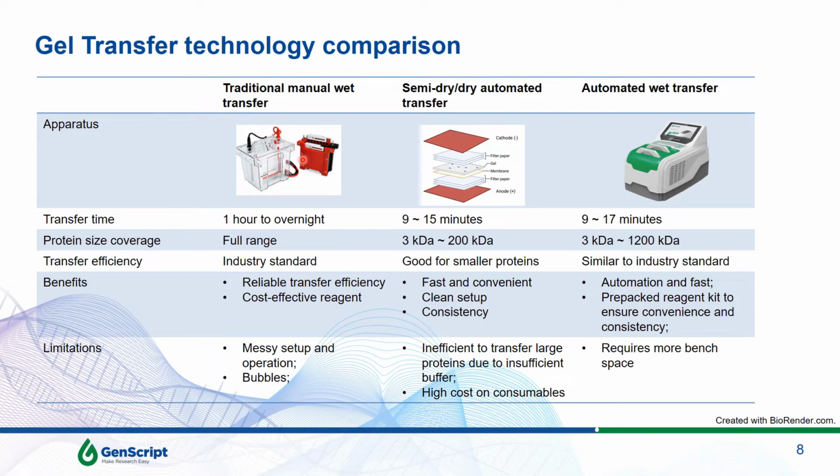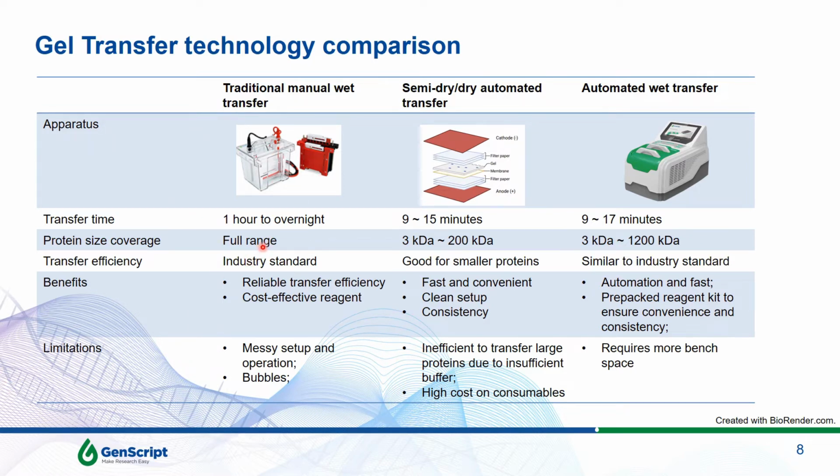The traditional wet transfer blot module takes about 1 hour to overnight. The semi-dry device on the market usually takes about 9 to 15 minutes, and the automated wet transfer device we have takes about 9 to 17 minutes. The automated instruments definitely save more time compared to the traditional one.